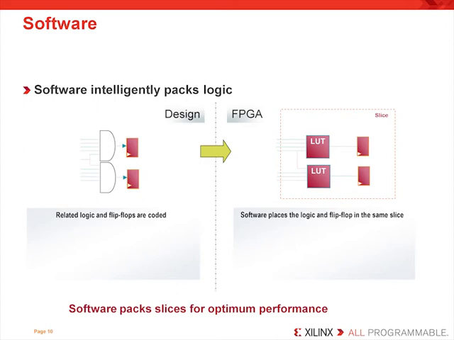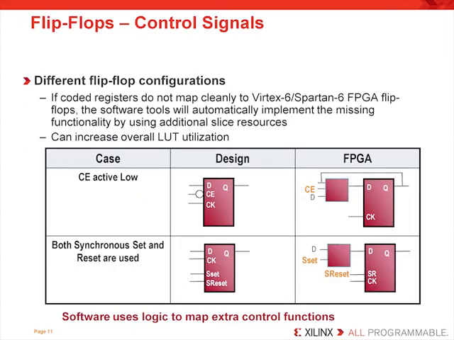It's the cases where designers infer lots of different control signals in their design that prevents the implementation tools from grouping them into the same slice. In this example, we see a clock enable is built with an active low control signal. This forces the synthesis tool to map this to a LUT input, as we see on the right, and then use 2 LUT inputs, because the flip-flop cannot invert the clock enable signal. This may cause an extra LUT to be inferred depending on the logic inferred on the LUT already.